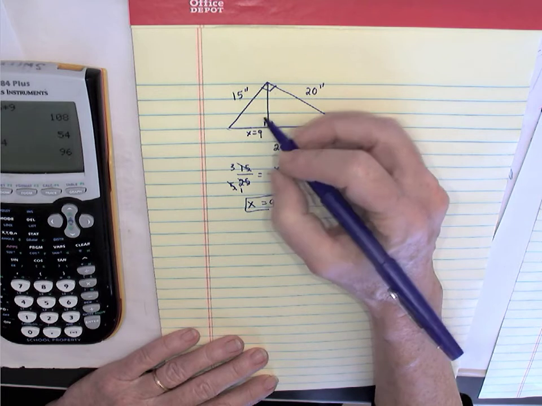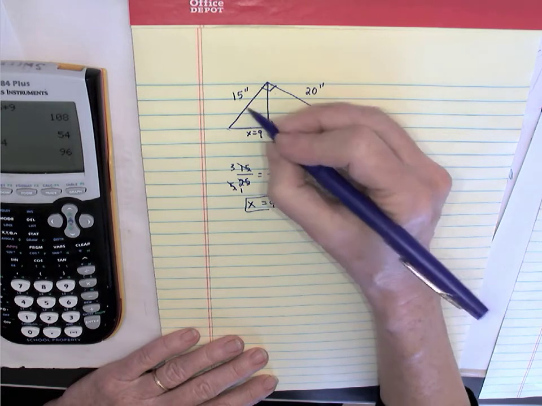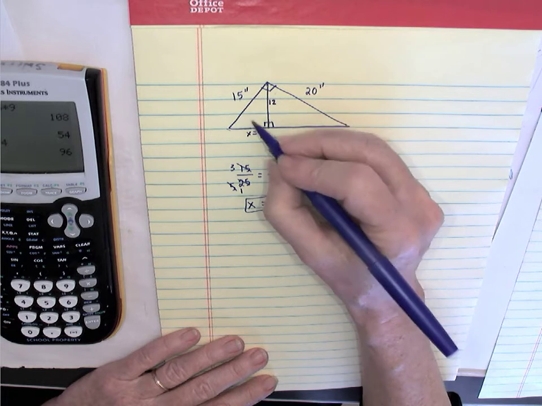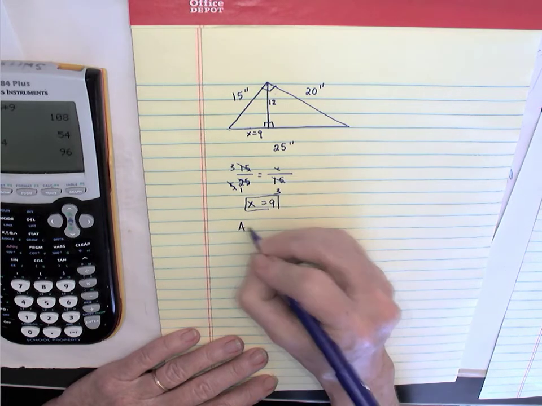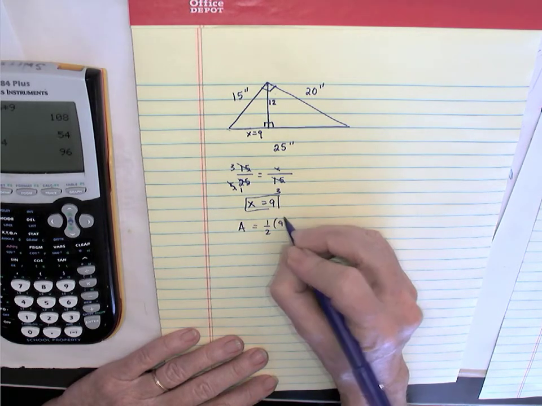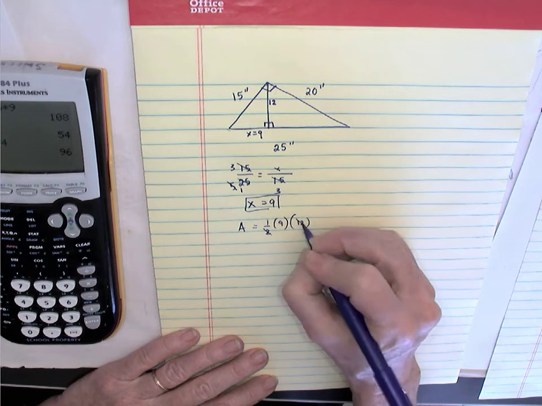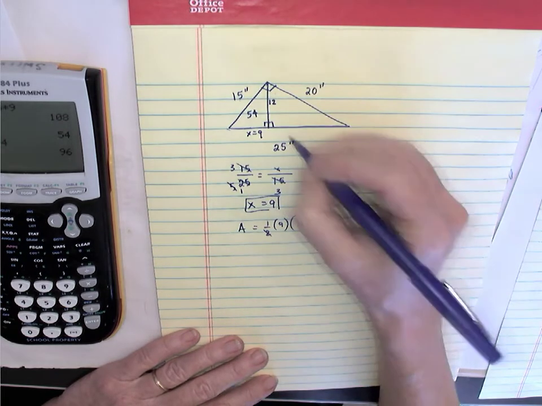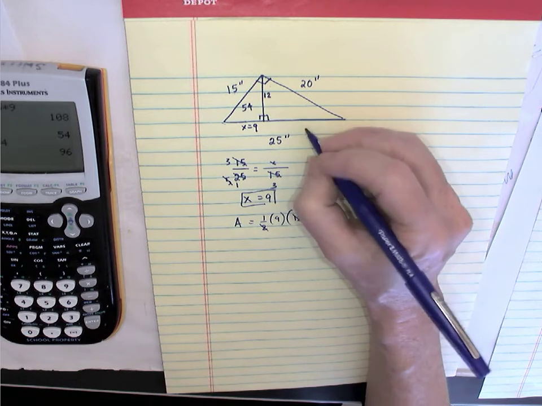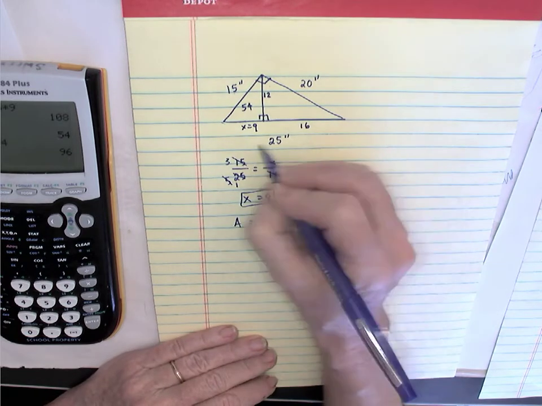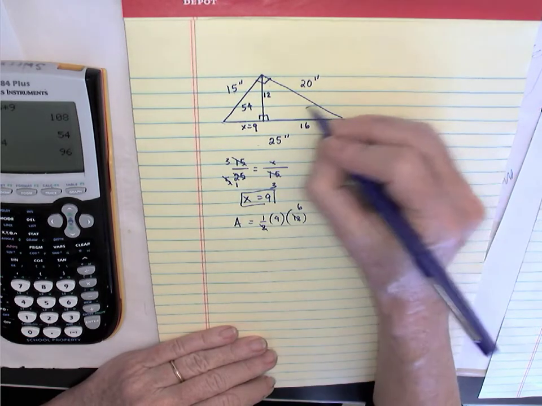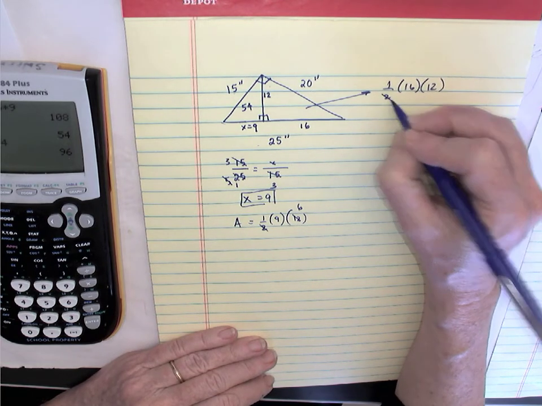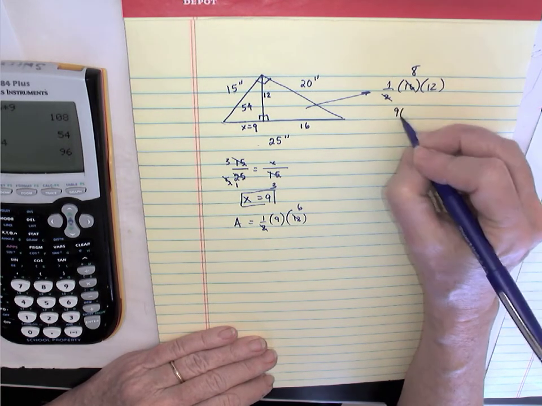This will be a 3, 4, 5 triangle. This is 3 times 3, 3 times 5. This has got to be 12. So then the area of this triangle on the left is just going to be 1/2 base times height. 2 goes into 12 6 times, so this is 54. And then I could do the same thing over here. I know that this is going to be 16 because the entire hypotenuse is 25. So I could just do 1/2 base times height, and 8 times 12 is 96.